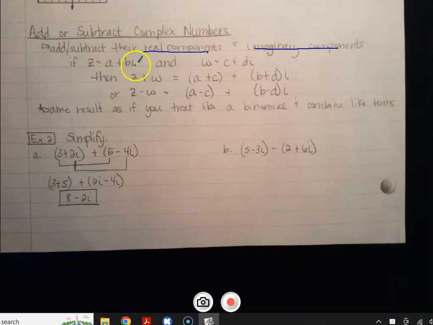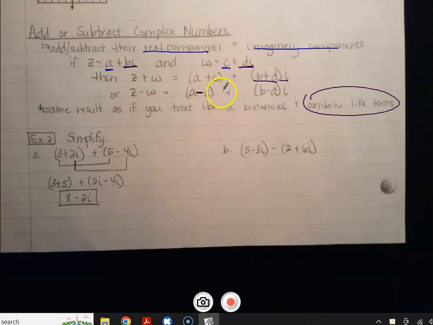So if z equals a plus bi and w equals c plus di, then z plus w is going to equal a plus c. So see, those are the real components. And we're going to do the quantity b plus d times i. So we're just adding the imaginary components. It truly is combining like terms, right? It's the same result. And if it's subtraction, okay, notice the subtraction goes inside here, right? It's a minus c plus the quantity b minus d, combining like terms.